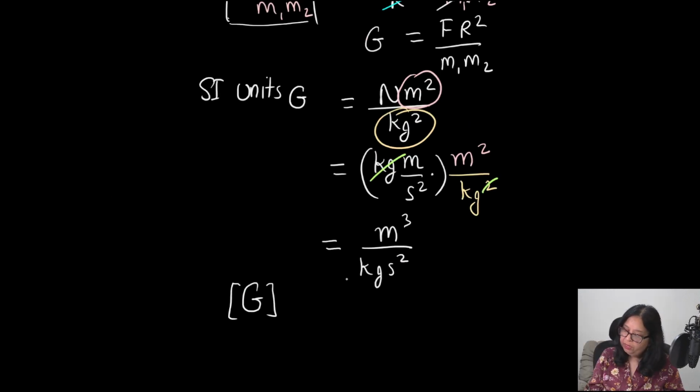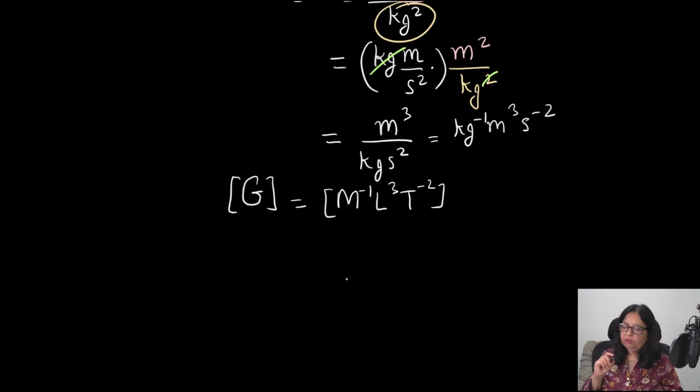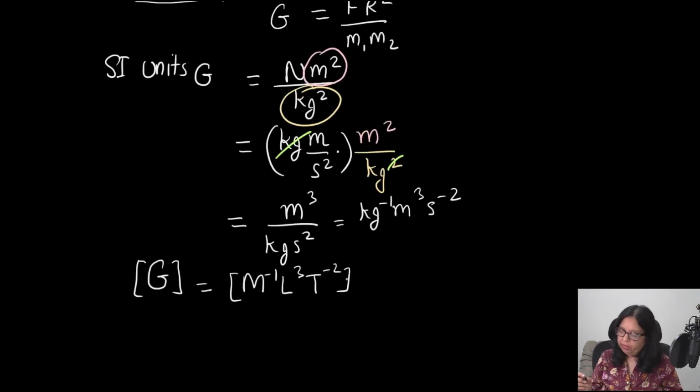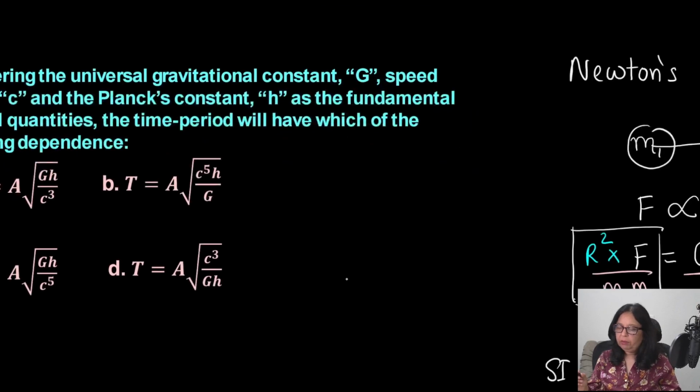So the dimensional formula of G is mass inverse, length cubed, time minus 2. You see that? From here, kilograms comes upstairs, becomes minus 1. Meter cube stays upstairs, and second square comes upstairs, becomes negative 2. Okay, let me write it here. Minus 1, 3, minus 2. Dimensions of G.